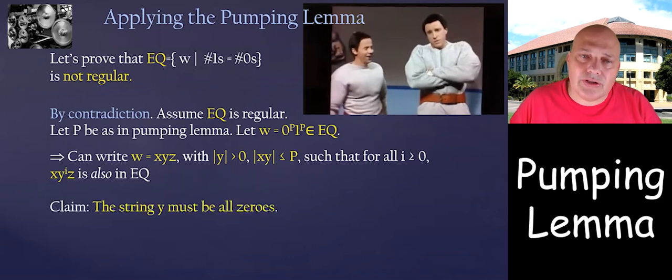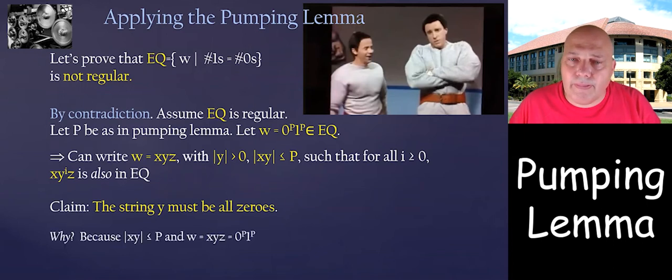Now, because the length of the string xy is at most p, xy is entirely in the 0 part, in the first p locations which are all zeros in W. In particular, y is an all-zero string. So now, xy is at most p, and the first p bits are 0.